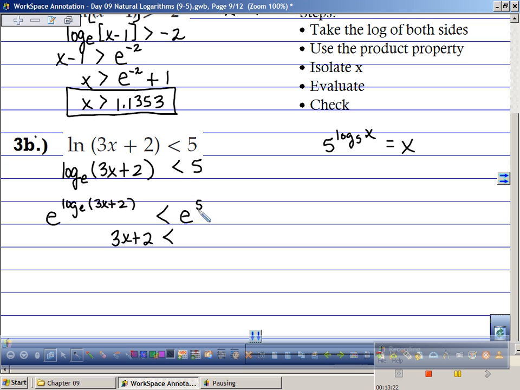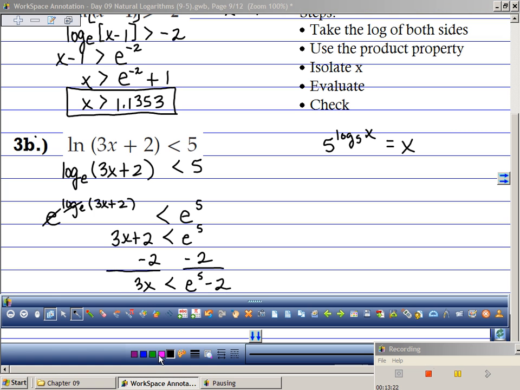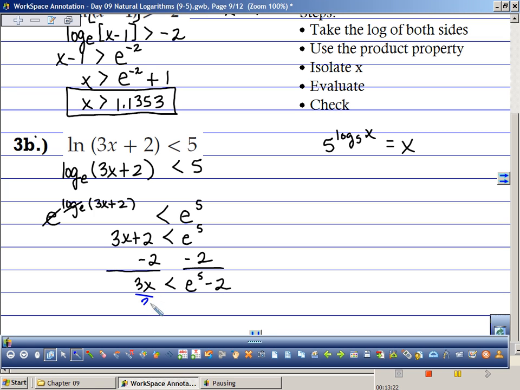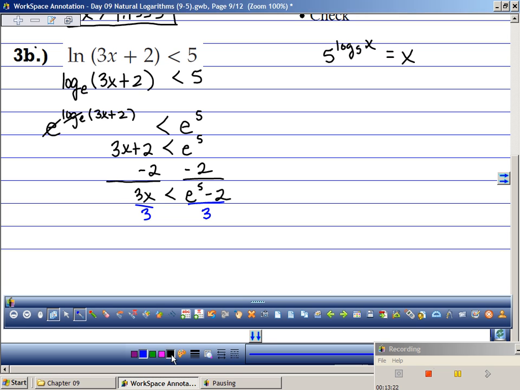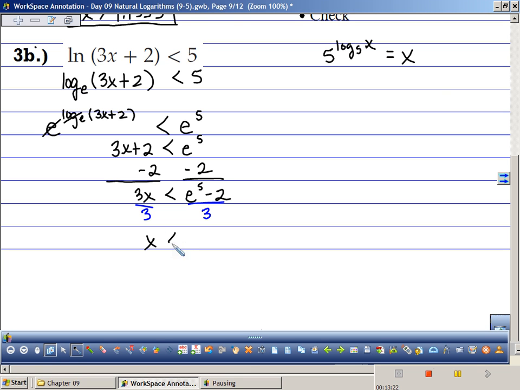3x plus 2 is less than e to the 5th. Doesn't that just cancel this out? Now you could just subtract 2 and I would get 3x is less than e to the 5th minus 2. Is that sort of looking like what you had now? That looks like what I do. Now divide both sides by 3. And what do you get? X is less than e to the 5th minus 2, divided by 3. So I got 48.80.